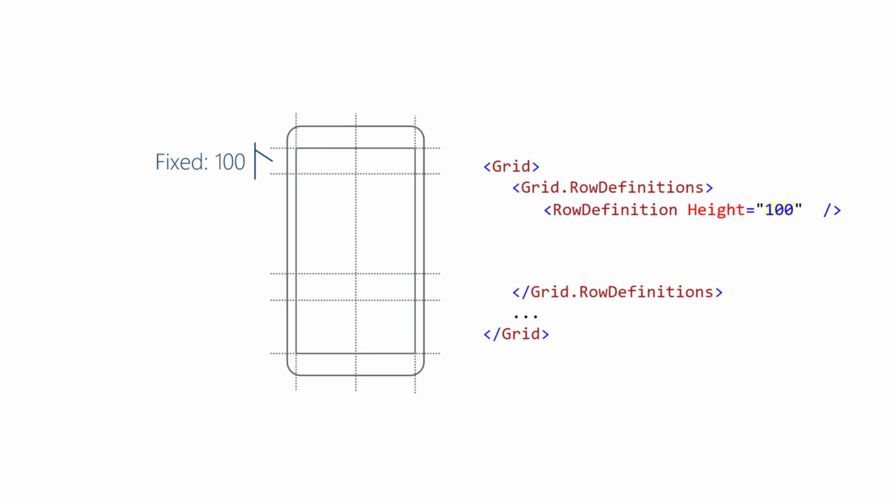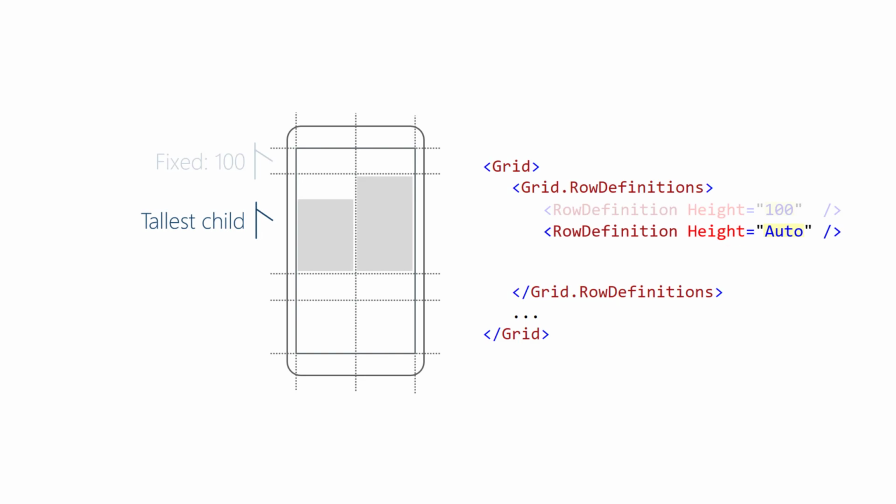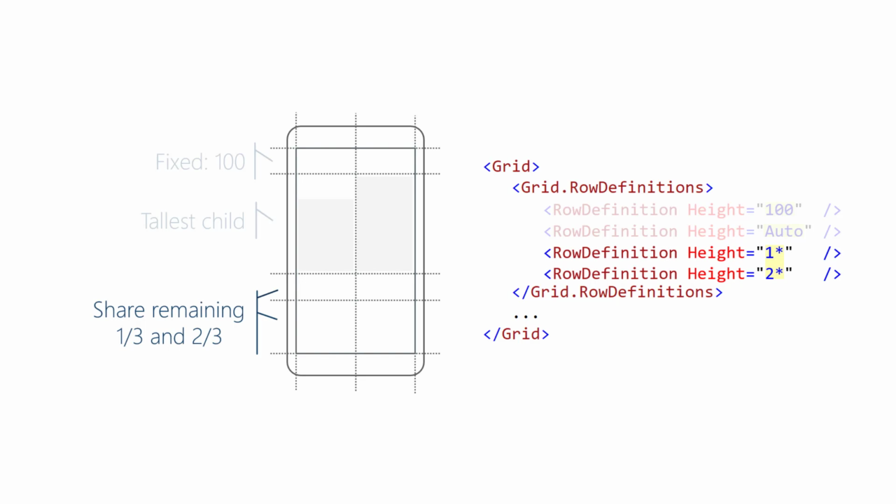Our first row will be a fixed height of 100. The next row will be auto-sized. This row has two children. The second one is taller, meaning the row will match the height of that second child. And last, you have two rows that are star-sized. The first one gets 1/3 of the remaining space, and the second one gets 2/3.